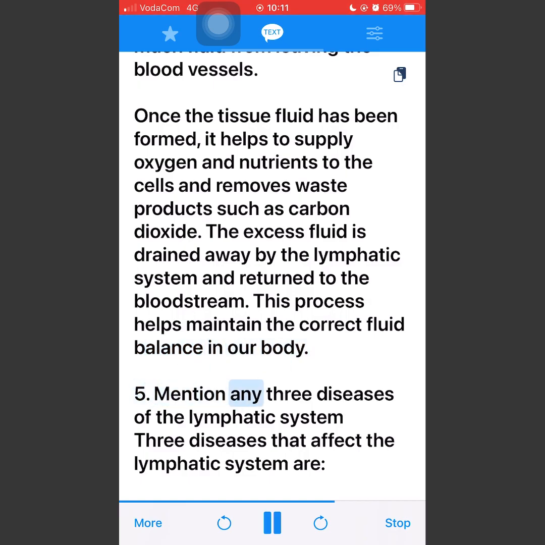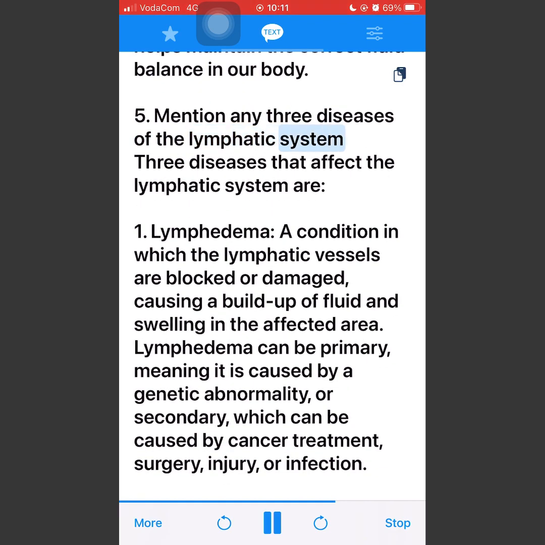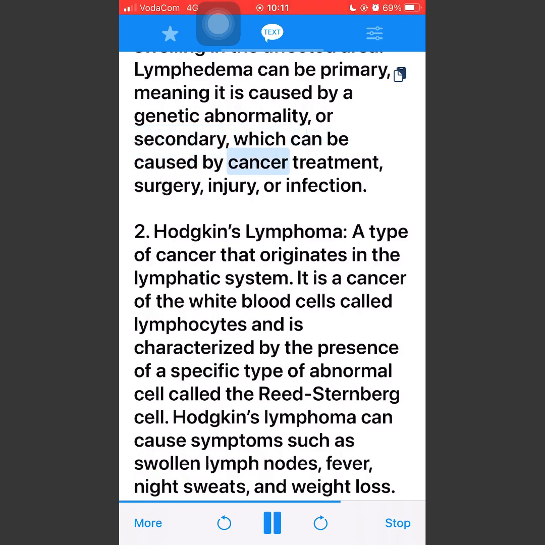5. Mention any 3 diseases of the lymphatic system. 3 diseases that affect the lymphatic system are: 1. Lymphedema, a condition in which the lymphatic vessels are blocked or damaged, causing a buildup of fluid and swelling in the affected area. Lymphedema can be primary, meaning it is caused by a genetic abnormality, or secondary, which can be caused by cancer treatment, surgery, injury, or infection.